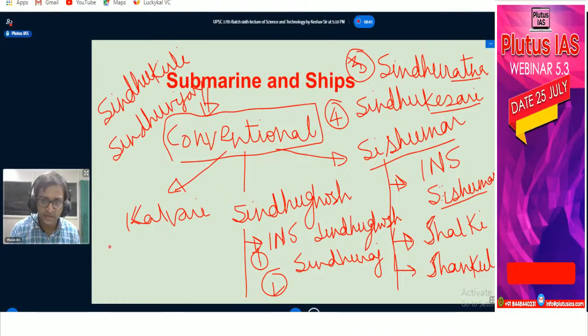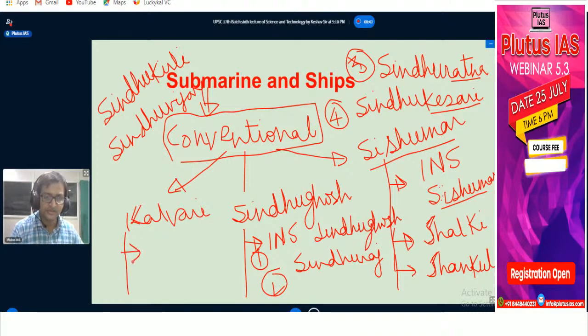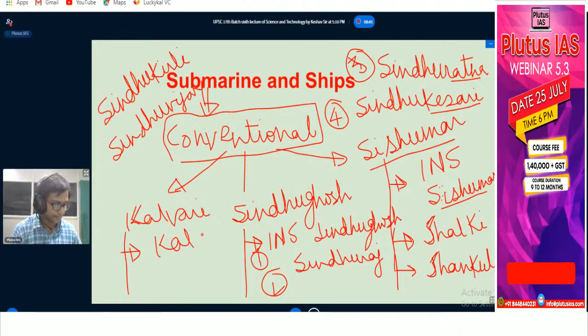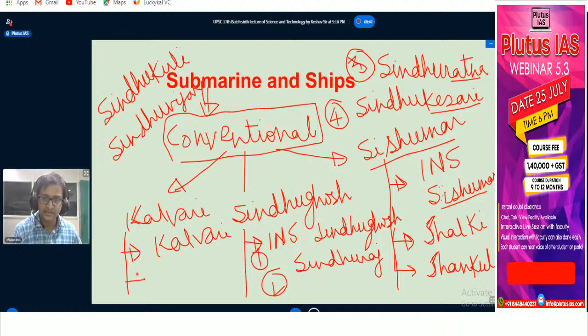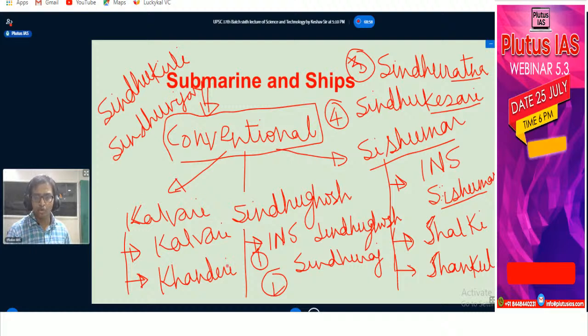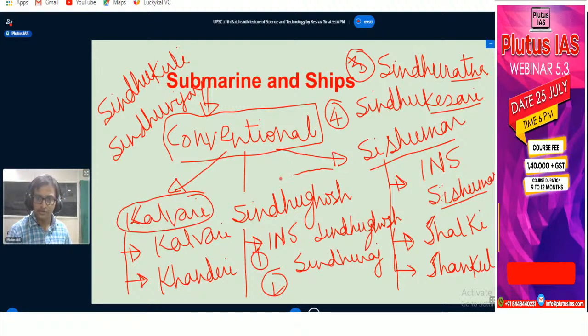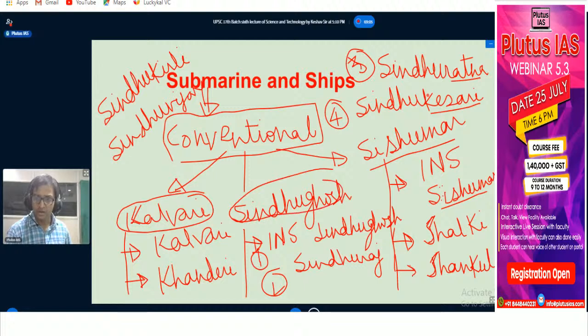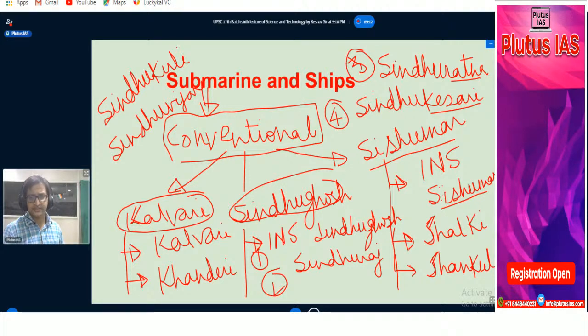Now come to Kalvari. First one is Kalvari only, and second one is Khanderi. So INS Kalvari and INS Khanderi. There are two submarines under Kalvari class. So today, up to this point, any question in today's class, please ask.